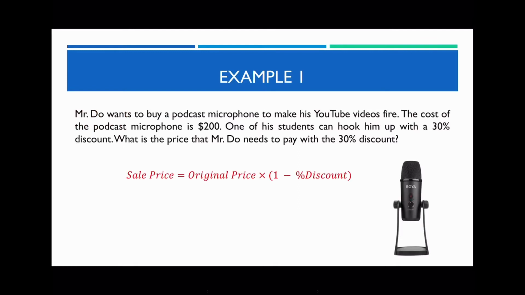So we're going to be using this formula over here because it's giving us the percentage discount. All you need to do is just substitute the values, but remember to convert this into a decimal. So 30% converted to a decimal is 0.30. Substitute the values in, so 200 multiplied by bracket 1 subtract 0.30. That will give you an answer of $140.